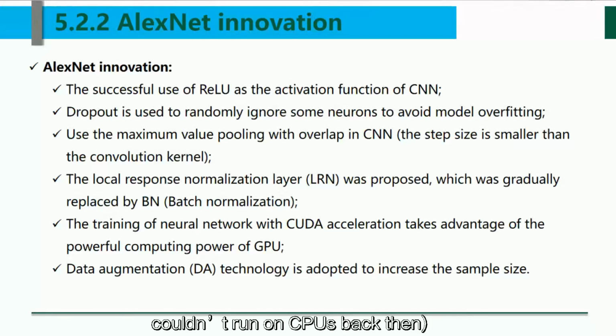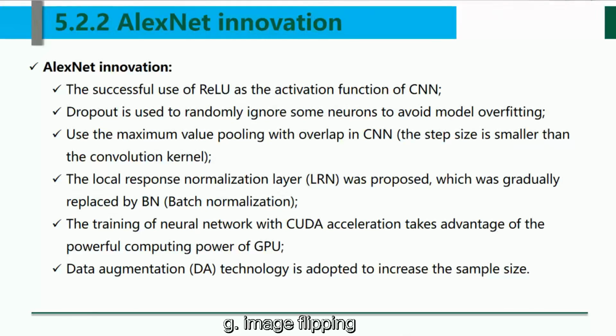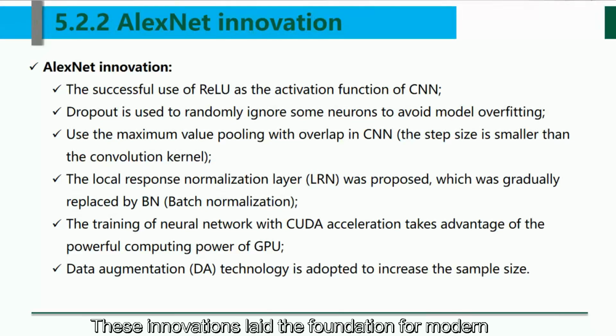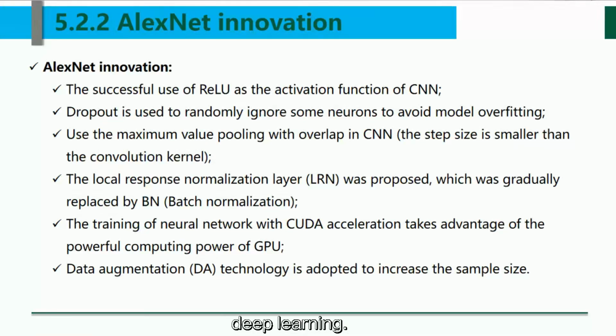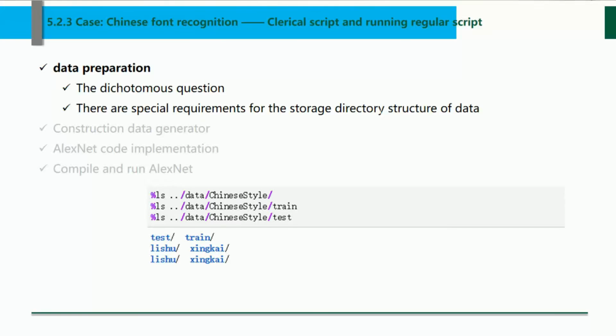AlexNet couldn't run on CPUs back then. Sixth, data augmentation, expanded training samples, for example, image flipping, cropping, reducing overfitting on limited data. These innovations laid the foundation for modern deep learning. Now, let's use AlexNet for a practical task, binary classification of Chinese fonts, distinguishing Lishu and Xingkai.